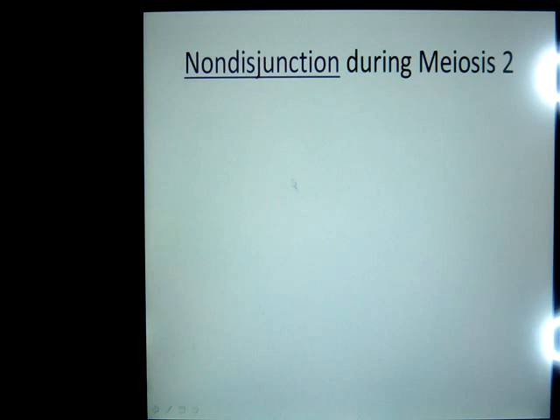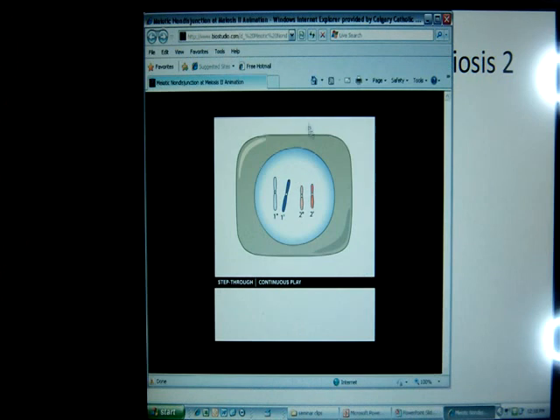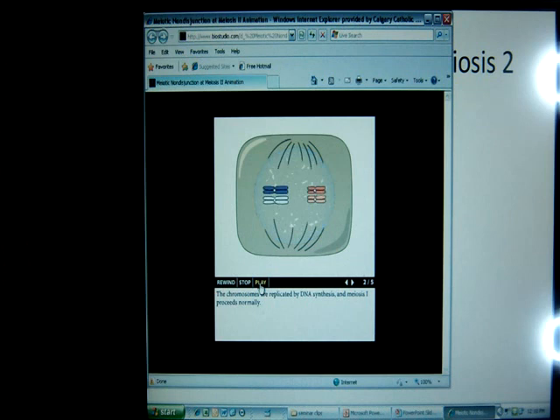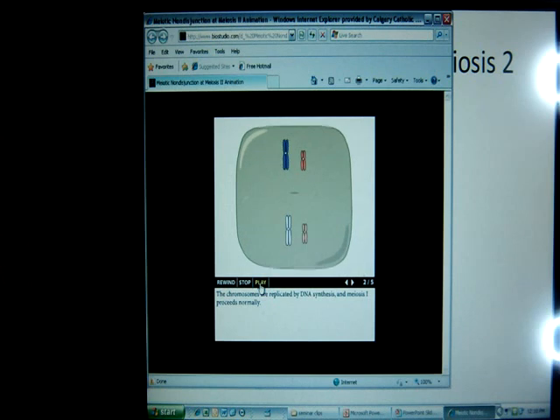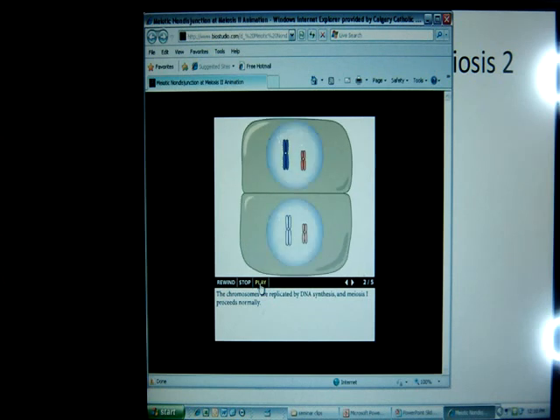Let's take a look at what happens when nondisjunction occurs during meiosis 2. So in this situation, we'll assume that meiosis 1 is going to happen normally. Again, nondisjunction is pretty rare. It doesn't always happen. So here's meiosis 1. So chromosomes double. They find their partners. They line up at the halfway point of the cell. The spindle fibers extend out and pull those chromosomes to opposite poles of the cell. And the cell will divide. I now have 2 cells. Everything's going just swimmingly so far.